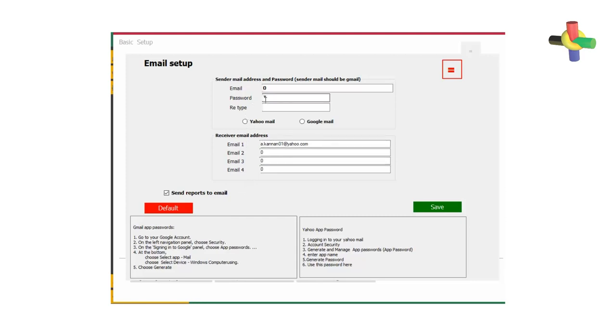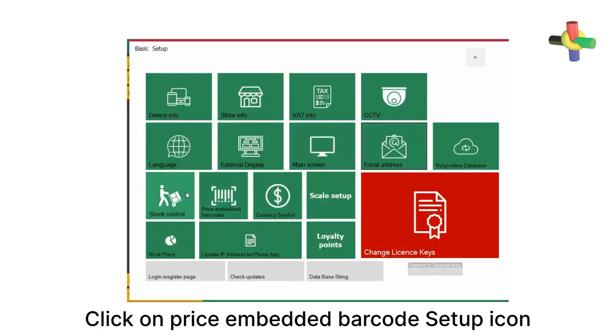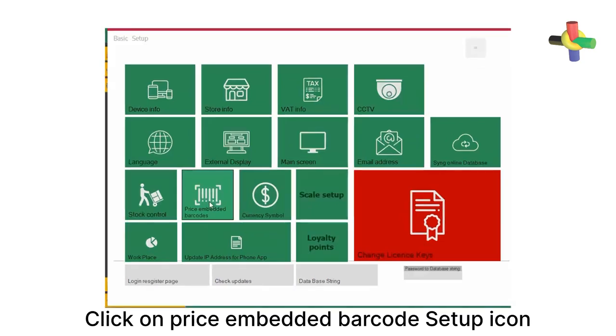If you enter 0 in the sender mail address and password, you will get the mail from SAP server. If you want to create a sender mail, you can follow the instruction at the bottom and create. You can only create on Yahoo and Google Mail. Next, click on Price Embedded Barcode Setup icon.